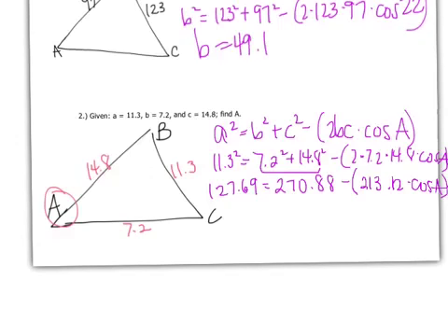Please, please, please do not think that you can subtract 270 minus the 213. This 213 is a coefficient for the cosine of A. Do not subtract those. What we have to do is subtract the 270 to the other side first, okay? So we have 127.69 minus the 270.88. That's a negative 143.19. That's equal to the negative 213.12 times the cosine of A.